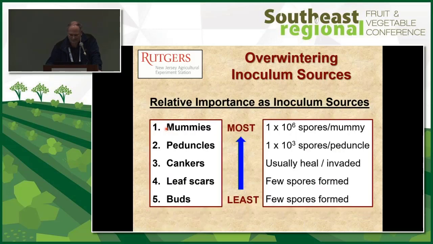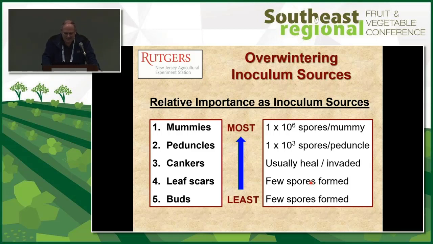Okay, now what's the relative importance of these? The most important, of course, are the mummies. I've estimated around 1 times 10 to the 6th, or 1 million spores on a single mummy. So that's a very, very large inoculum source. Peduncles, about 1,000 per peduncle.